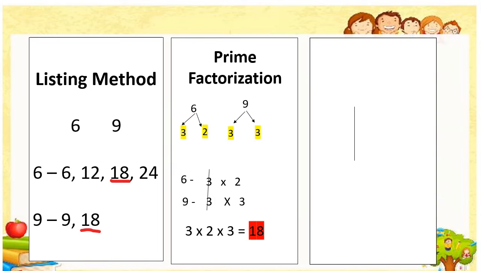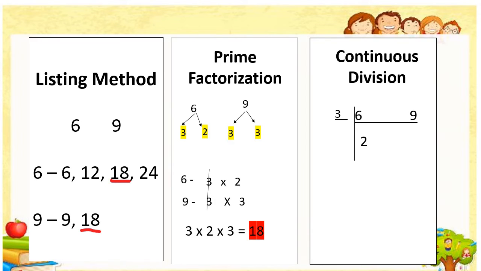And then, kay continuous division, so we have there 6 and 9. So, mag-isip ng number na divisible by 6 and 9. We have 3. So, 6 divided by 3 is 2. 9 divided by 3 is 3. Then, multiply the numbers. So, 3 times 2 times 3 is equals to 18. So, our LCM in 6 and 9 is 18.